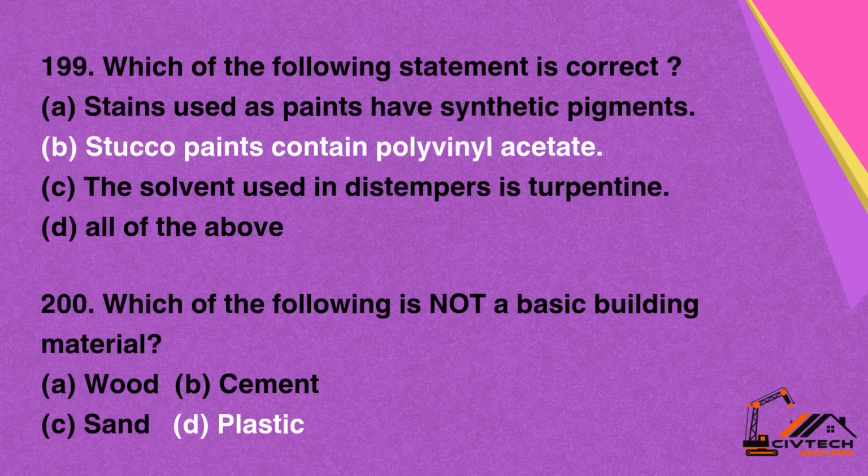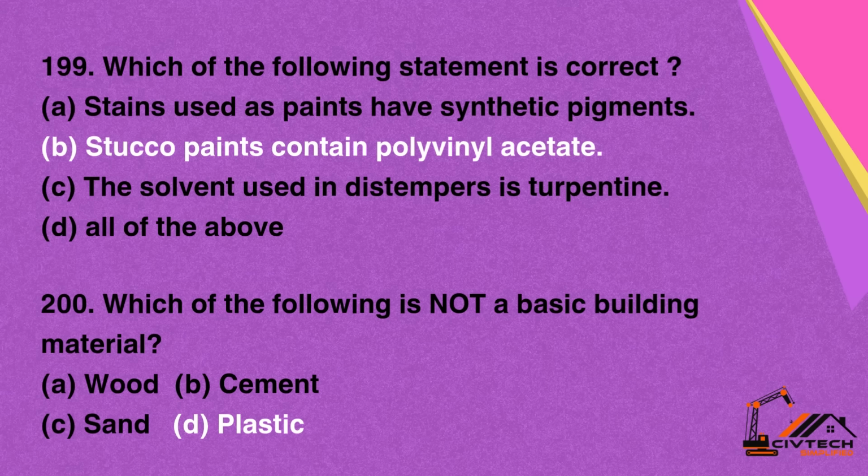Chalk. 199. Which of the following statements is correct? A. Stains used as paints have synthetic pigments. B. Stucco paints contain polyvinyl acetate. C. The solvent used in distempers is turpentine. D. All of the above. Correct option B. Stucco paints contain polyvinyl acetate.